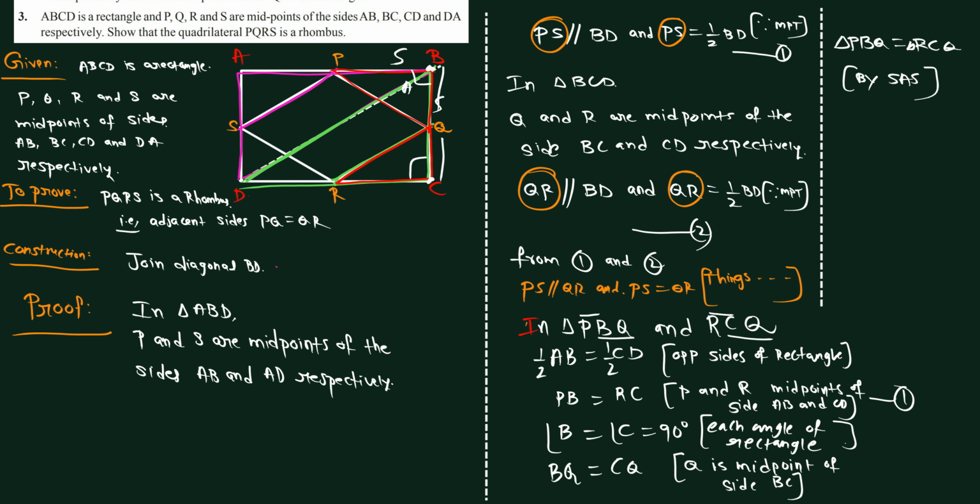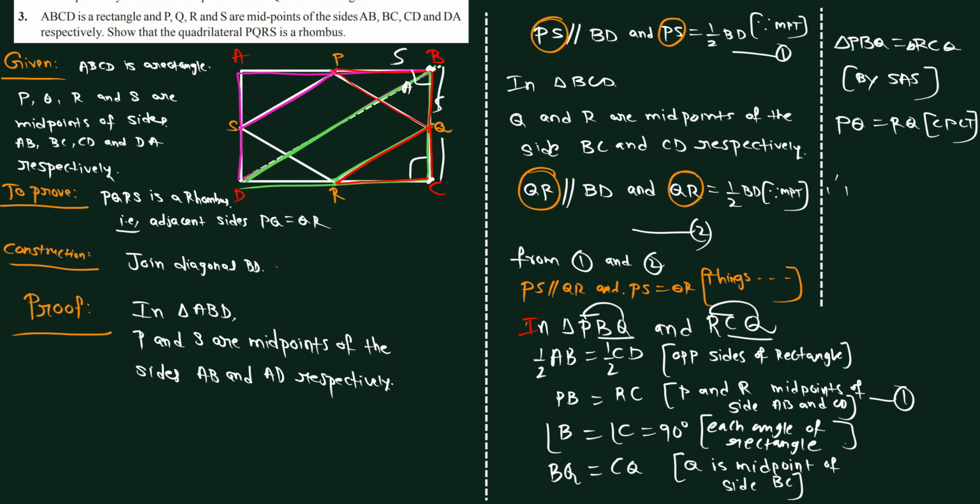Okay. Now can I say from CPCT? Yes. Adjacent sides means PQ equal to RQ. Can I say now this PQ is equal to RQ? PQ is equal to RQ. Let us say this is CPCT, corresponding parts of congruent triangles. Okay. So therefore, we proved adjacent sides equal, opposite sides also equal.